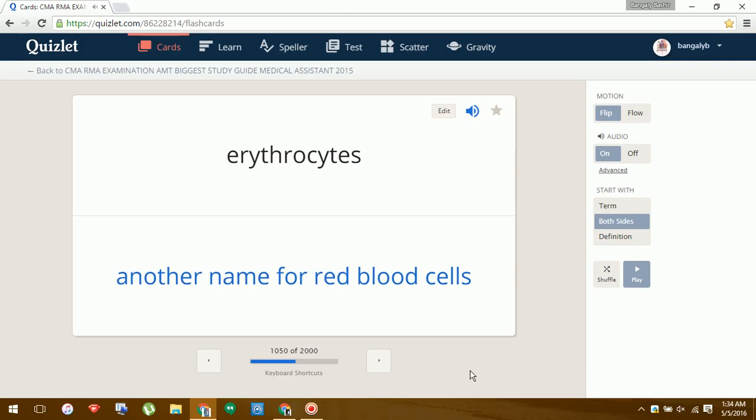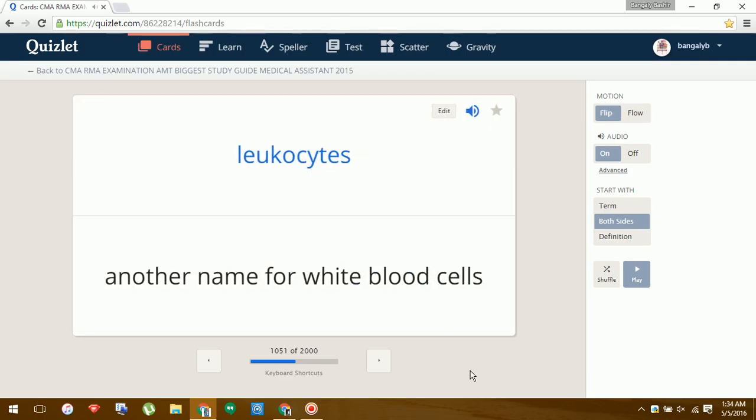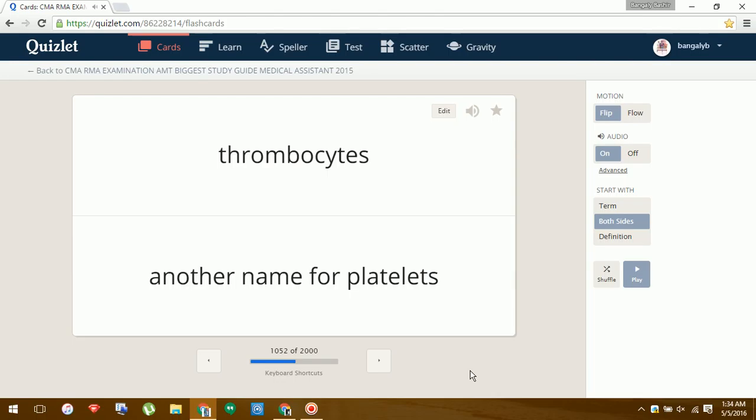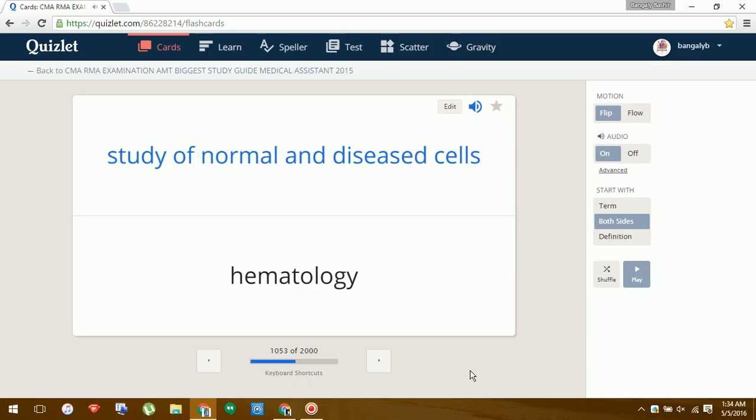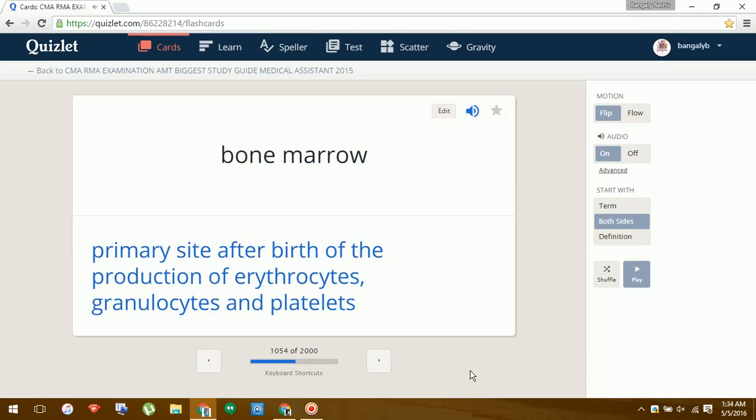Erythrocytes, another name for red blood cells. Leukocytes, another name for white blood cells. Thrombocytes, another name for platelets. Study of normal and diseased cells. Hematology. Bone marrow, primary site after birth at the production of erythrocytes, granulocytes, and platelets.